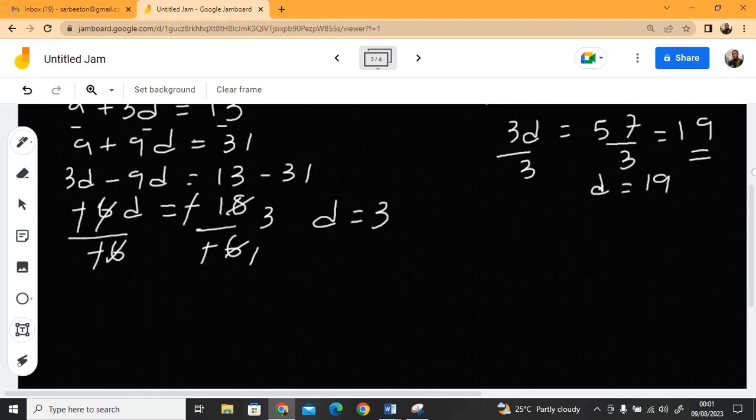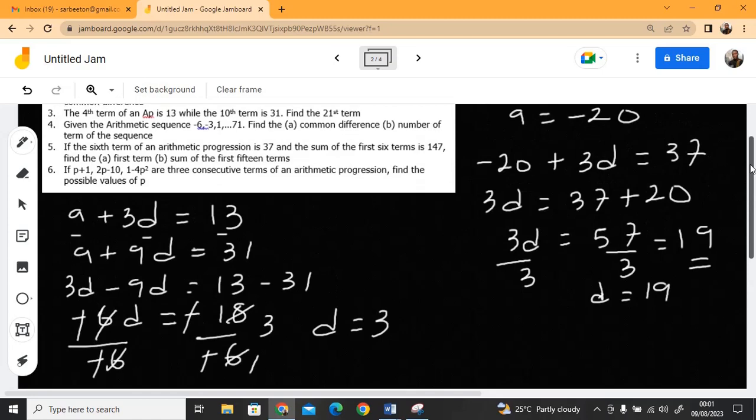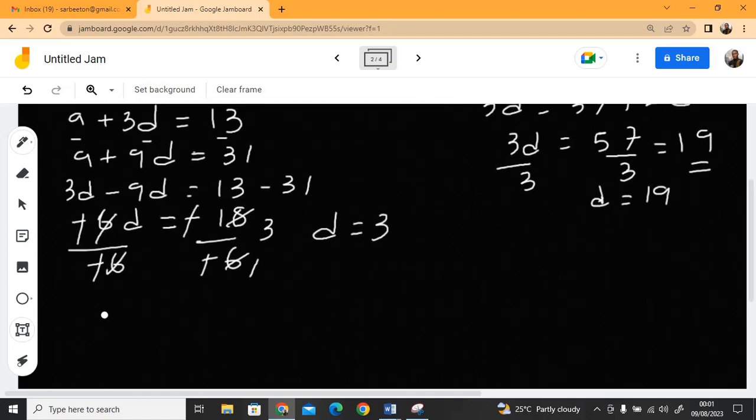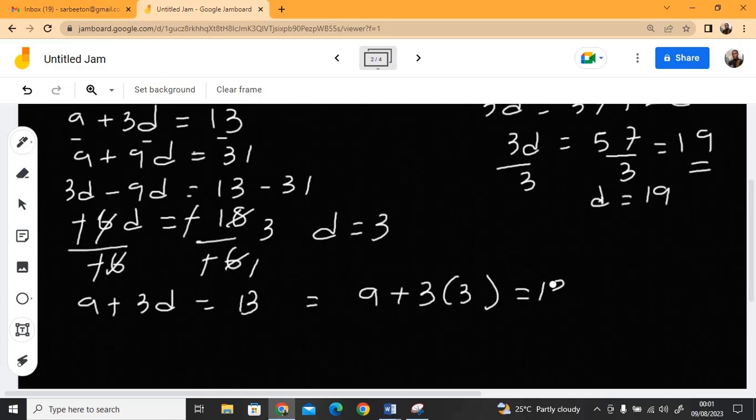Now since my d is 3, I'm going to substitute this d in equation 1. Equation 1 is a plus 3d equals 13. So anywhere I see d, I'm going to put 3 there. So what I'm going to have is a plus 3, equals 13. So this is going to be a plus 3 times 3, which is 9, equals 13.